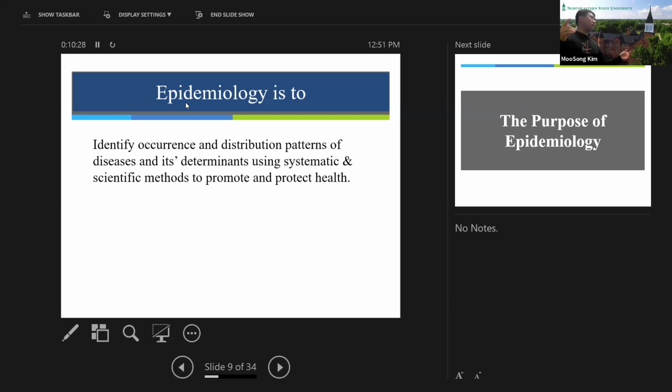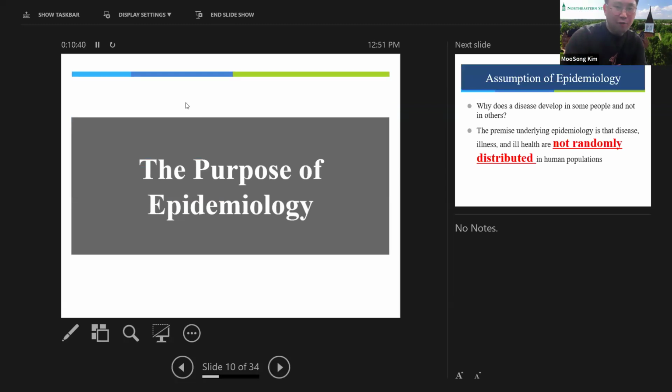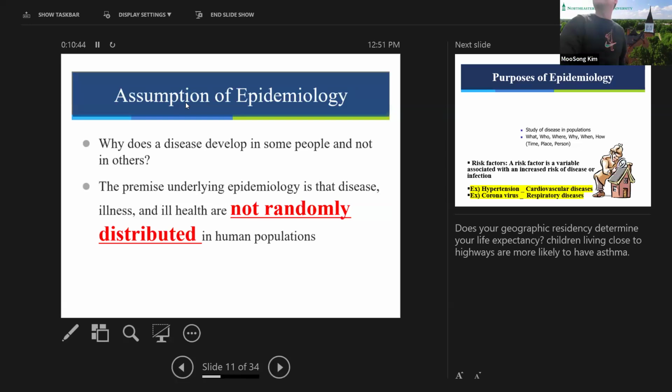So we actually promote health and prevent the disease using that kind of method. That is the epidemiological method, right? Okay, so let's talk about the purpose of epidemiology. Here's the important thing. The premise underlying epidemiology is that disease and illness are not randomly distributed in human populations.